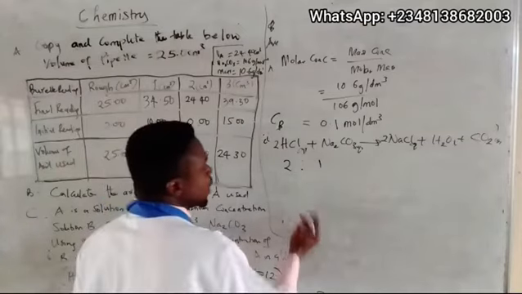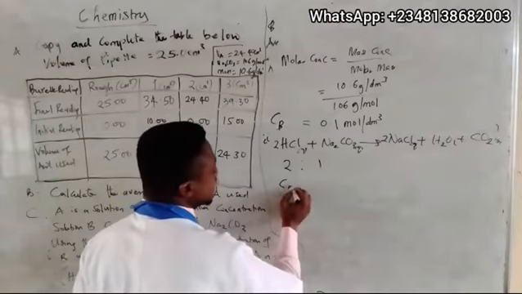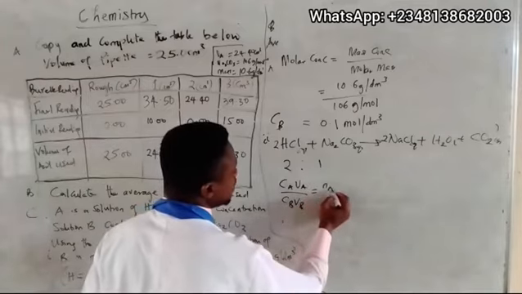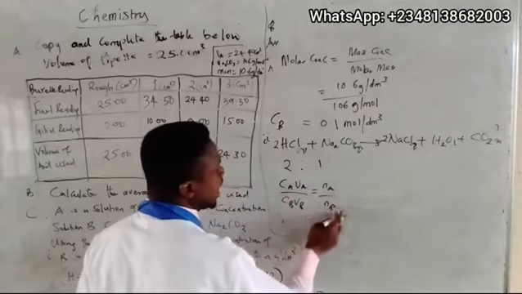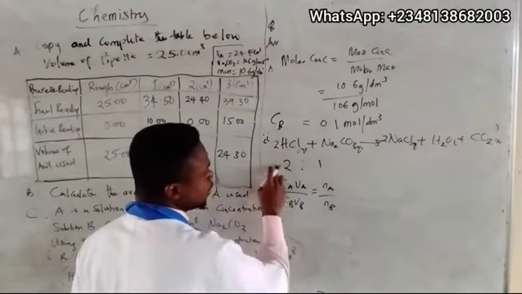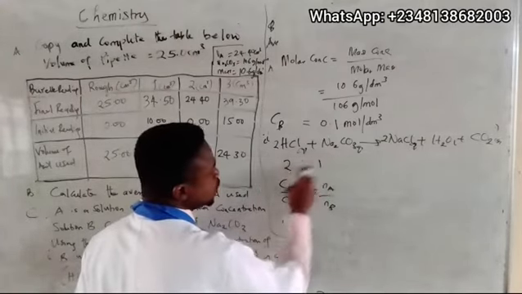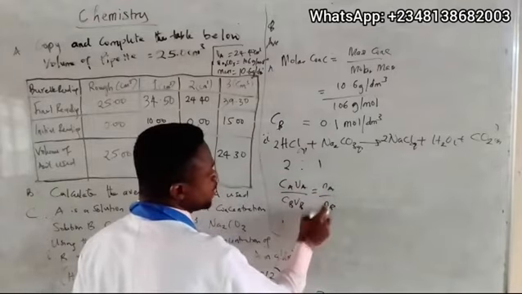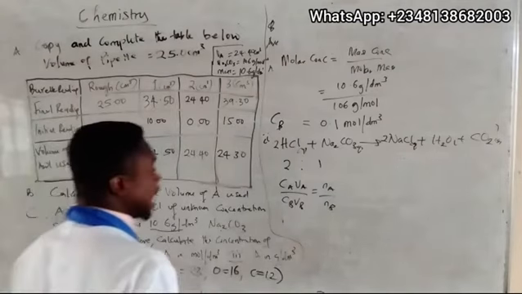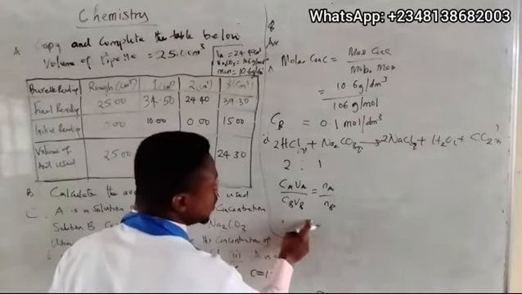Now, let us go to the popular formula we know, which says that CAVA over CBVB is equal to NA over NB. NA over NB is the mole ratio of the acid to the base, which is 2:1. So NA is 2, NB is 1. We are looking for the concentration of the acid in mole per dm cube. So we are looking for Ca.